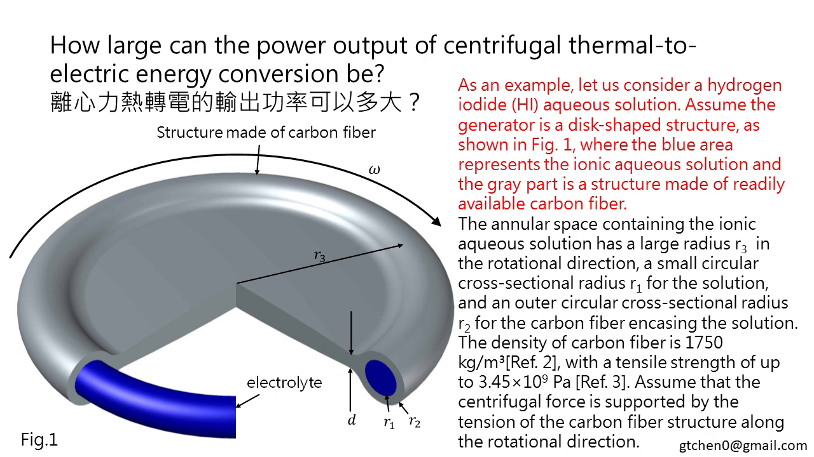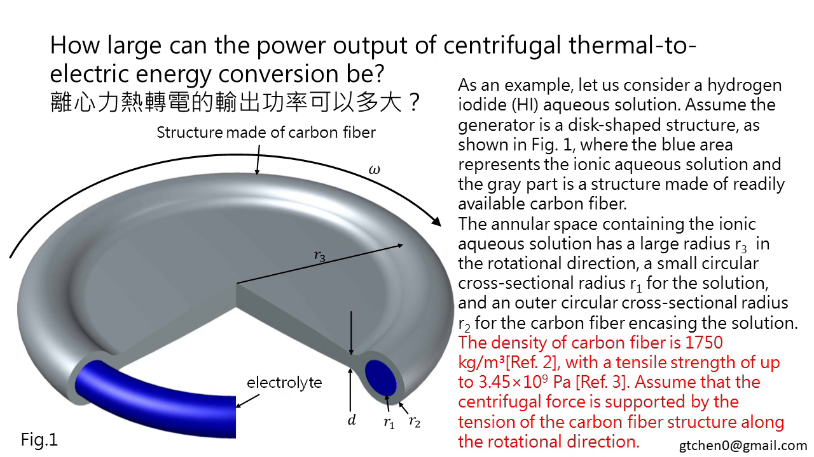Assume the generator is a disc-shaped structure, as shown in Figure 1, where the blue area represents the ionic aqueous solution, and the gray part is a structure made of readily available carbon fiber. The annular space containing the ionic aqueous solution has a large radius, r3 in the rotational direction, a small circular cross-sectional radius, r1 for the solution, and an outer circular cross-sectional radius, r2 for the carbon fiber encasing the solution.